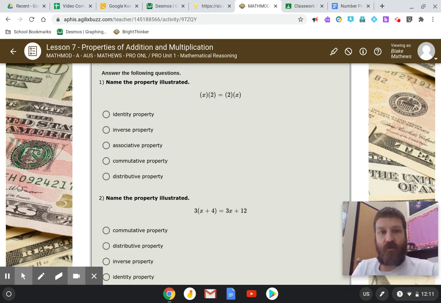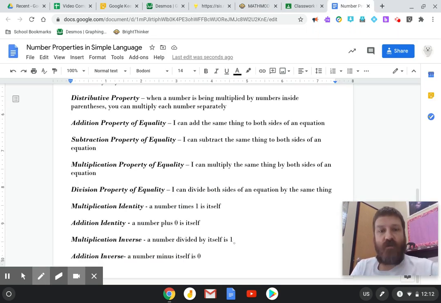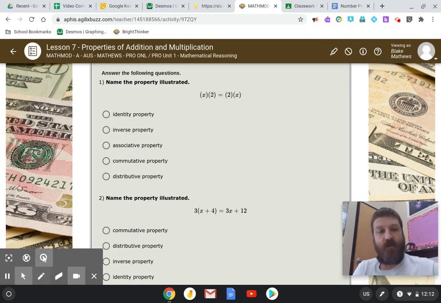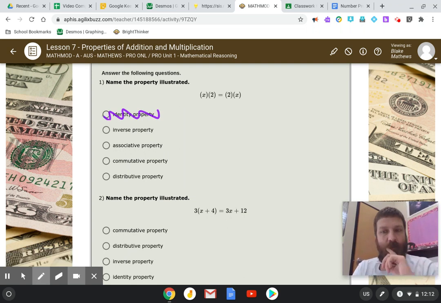So let's talk about this problem. It says name the property illustrated. We have x times 2 equals 2 times x. So let's look through the options and let's make some eliminations. I think it's pretty easy to eliminate some options. So the identity property. Going back, we see the identity property is either that a number times 1 is itself or a number plus 0 is itself. Well, it should be pretty clear to you that neither of those situations are happening here. We have multiply times 2, not by 1, and we don't have adding 0. So it cannot be the identity property.